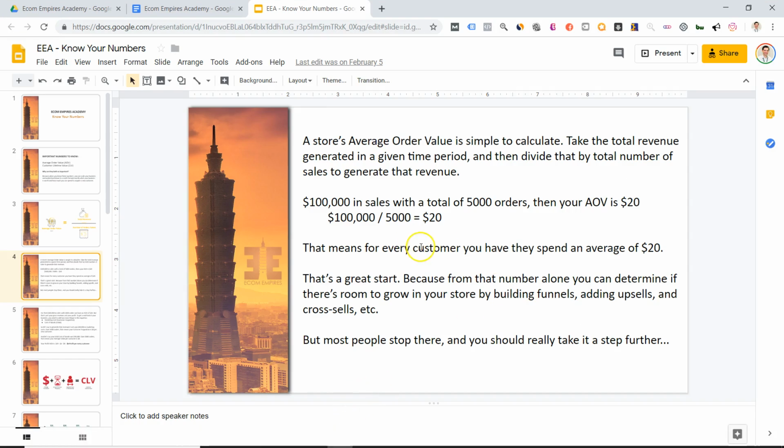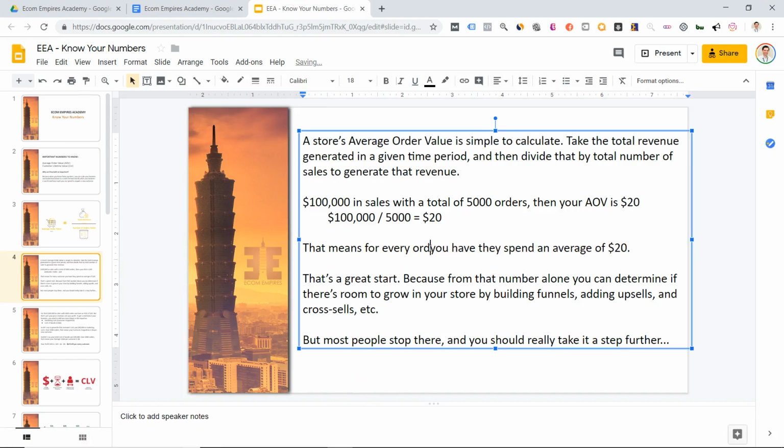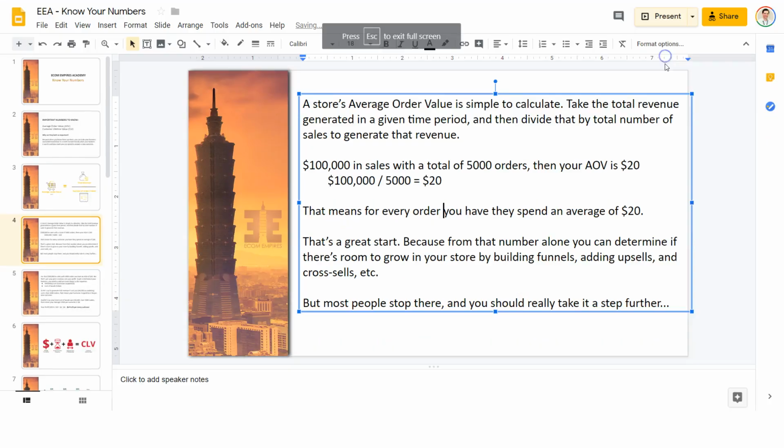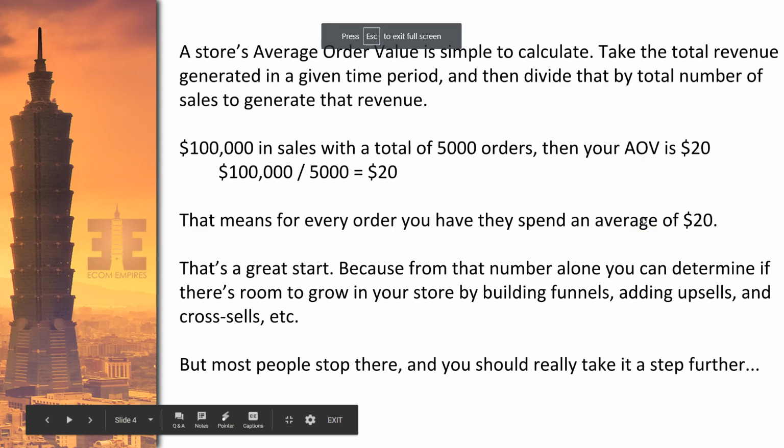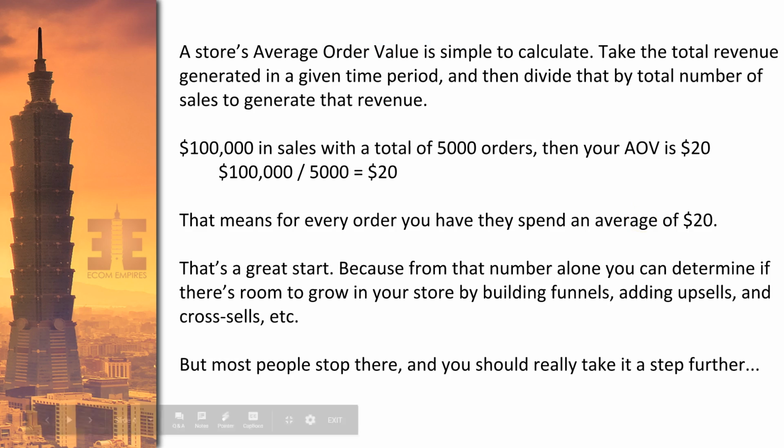This doesn't mean every customer, because you could have the same customer multiple times, right? It means for every order that you had, an average of $20 was spent, okay? Now that's a great number because from that number alone, you can determine if there's room to grow in your store with funnels or upsells, cross-sells, right? Because what you want to be able to do in any e-commerce business is increase the average order value, right? Increase the amount of money that you're making every time there's an order on your store.